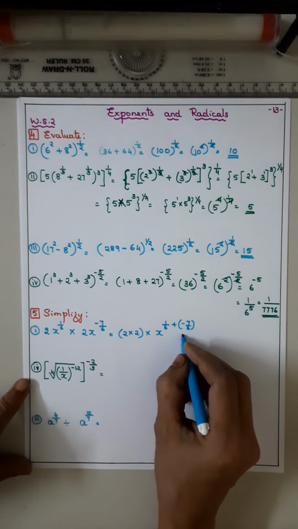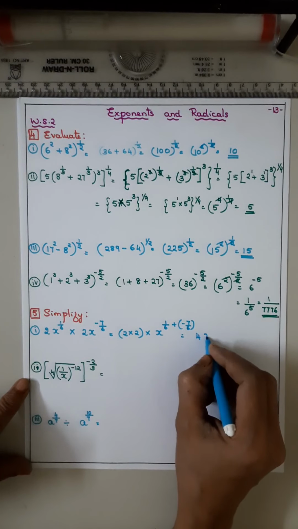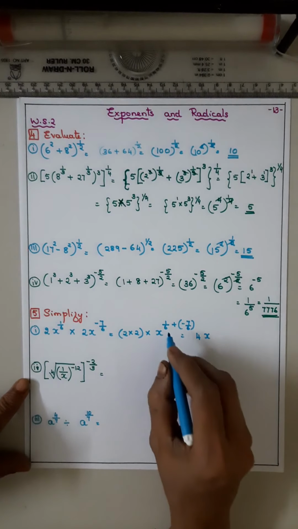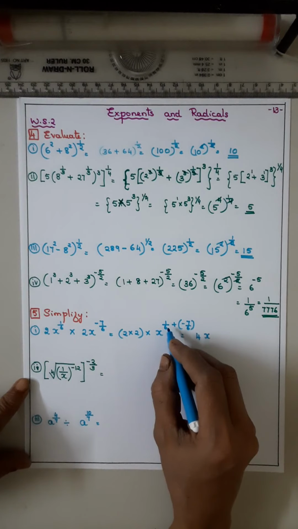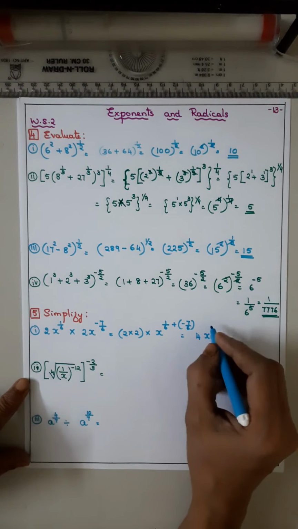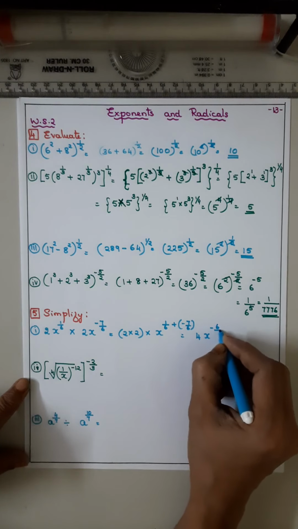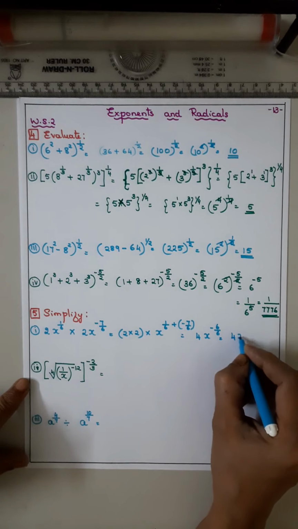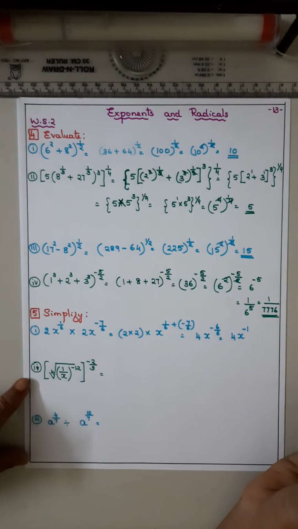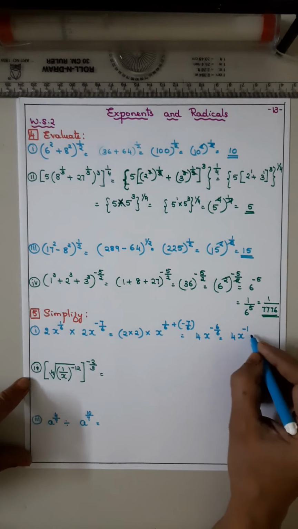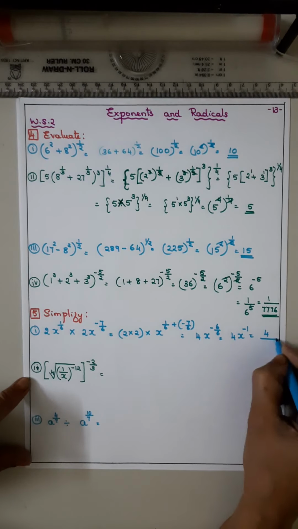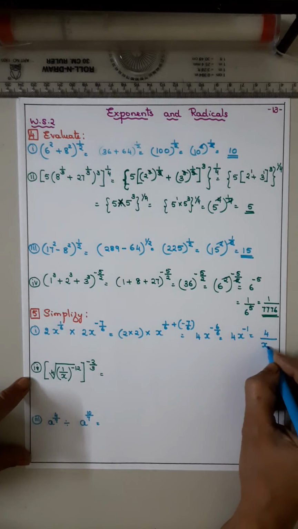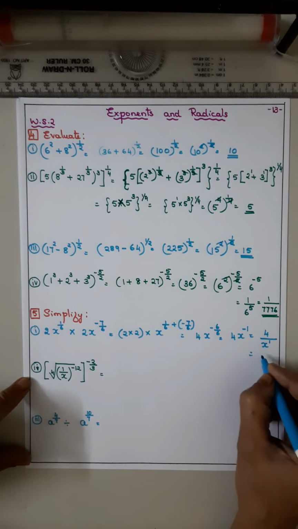Okay, so you got 2 2s are 4, x to the power 1 minus 7 is minus 6 and denominator is 6. That means 4x to the power minus 1. That means 4 by x to the power 1. The final answer is 4 by x.